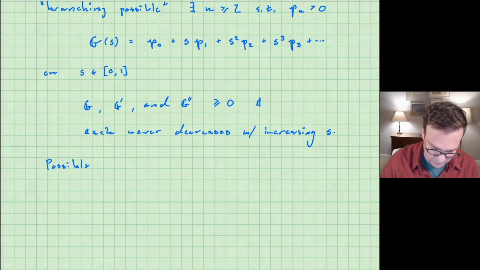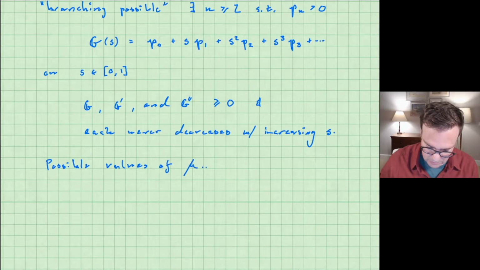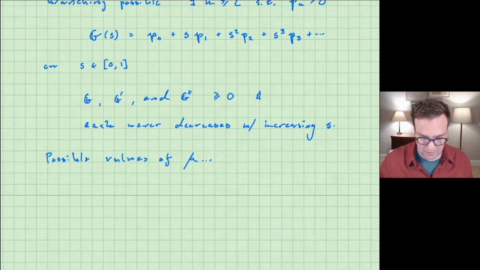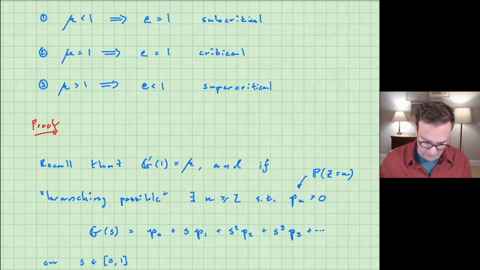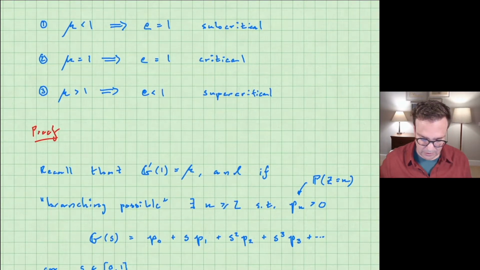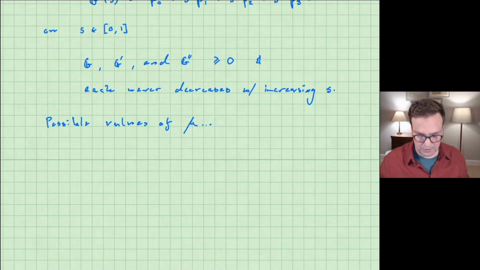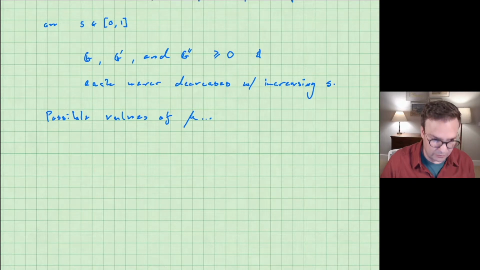Possible values of mu. Let's see what these are. So there's basically 3 types, right? Bigger than 1, equal to 1, or smaller than 1. These are the conditions, 1, 2, and 3 over here. And we're going to do a sort of a proof by picture here.